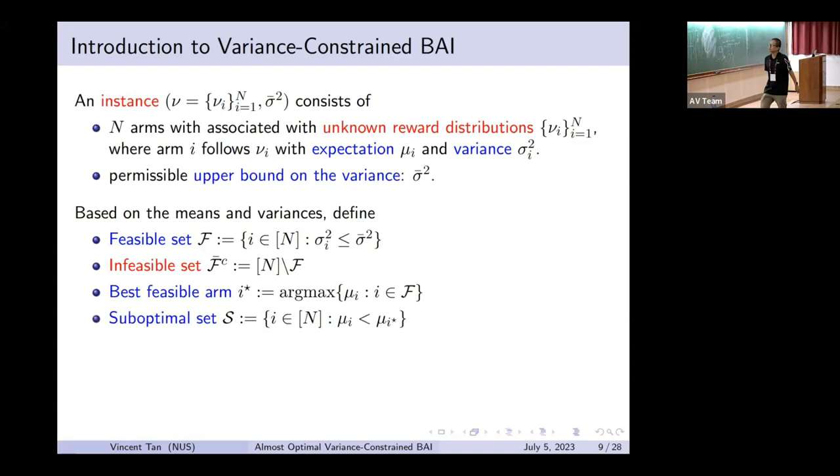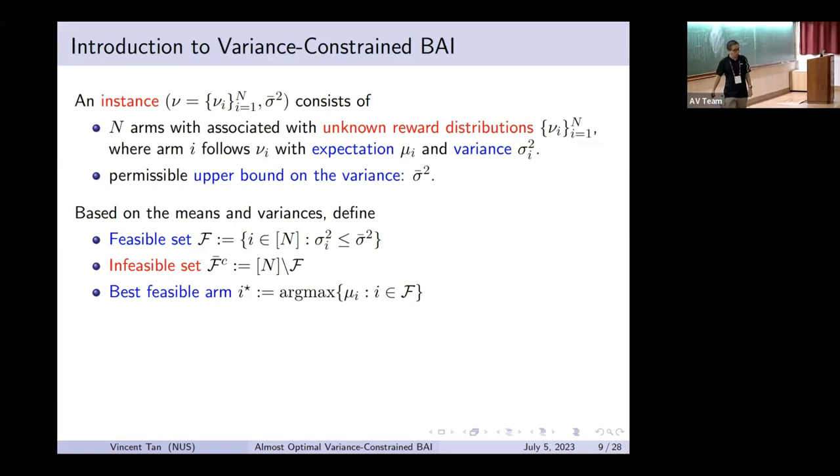Now, it may turn out that, let me go slowly, it may turn out that in your instance, nothing is feasible, right? There is nothing precluding this possibility. And so in our algorithm, we also do a feasibility check to make sure that there is at least one item that is feasible. Then we can do some interesting analysis subsequently. All right, so there is another set known as the suboptimal set.